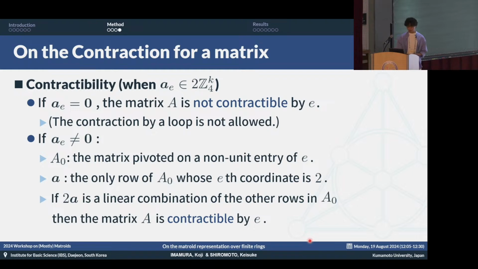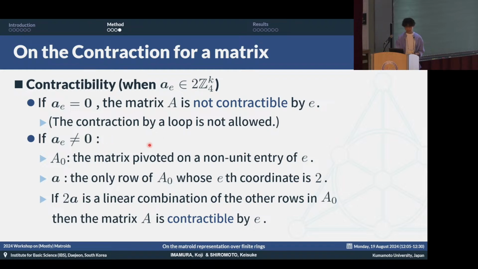Now to loosen our restriction on the column vector indexed by E, consider the case that the column vector labeled by E consists of only 0 or 2. In the case that A_E is 0, the contraction by E corresponds to the contraction by a loop, so it is not allowed, just like in the case of finite fields. So we can assume that the column vector labeled by E contains some non-zero element.